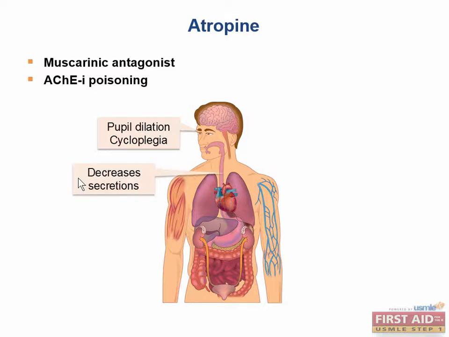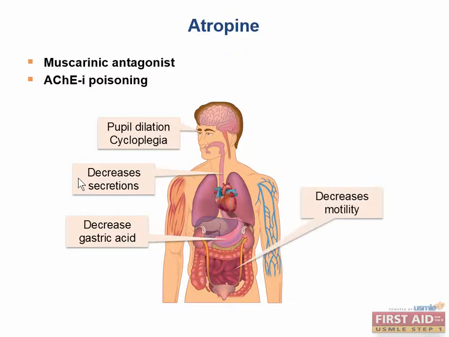In the airway, atropine decreases airway secretions, and it'll also decrease gastric acid secretion. In the gut, atropine decreases motility, and in the bladder it decreases urgency. Now we've covered quite a bit of material so far. You may be wondering, what's the easiest way to remember all of the effects of atropine?